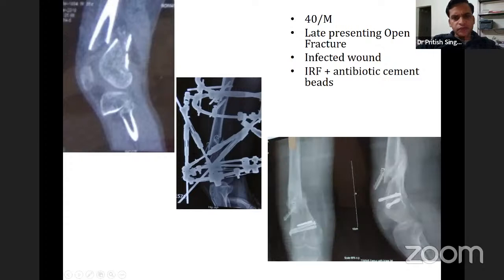And this patient also healed very well with some alignment, and healing was good. The posterior cortex has thickened, and over the due course, healing was again good. And in the due course, the antibiotic beads were also extracted.